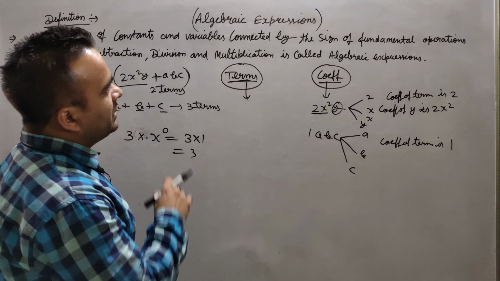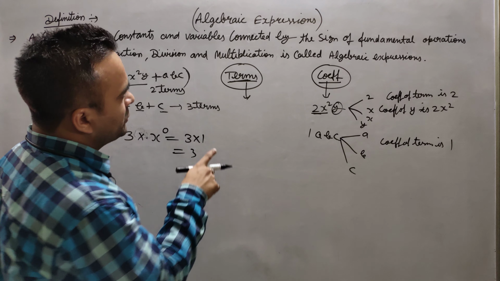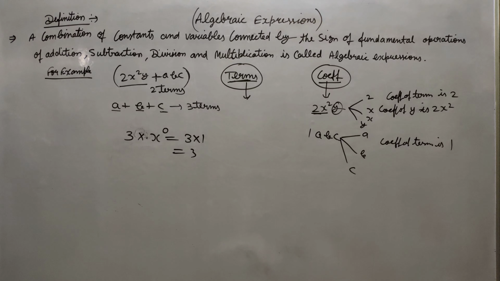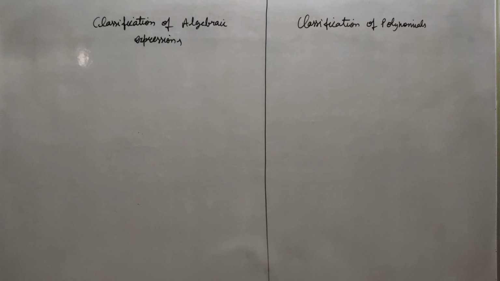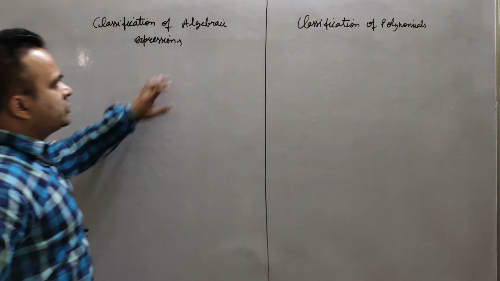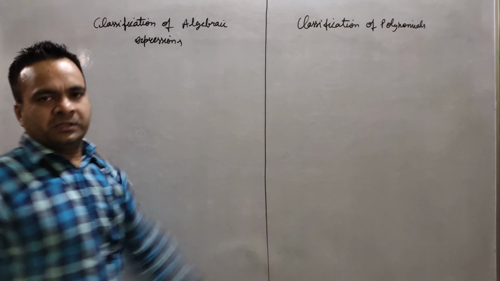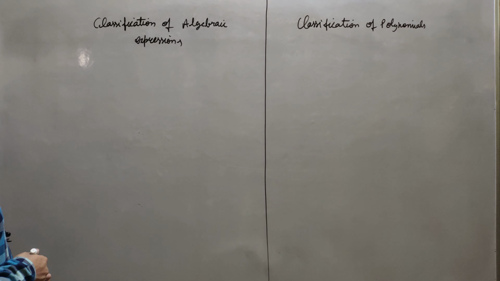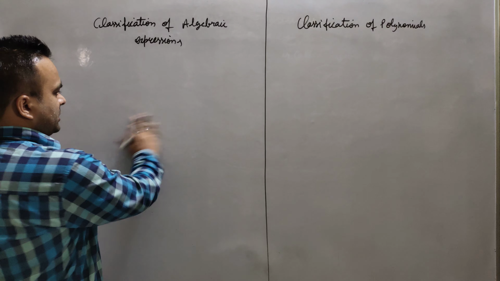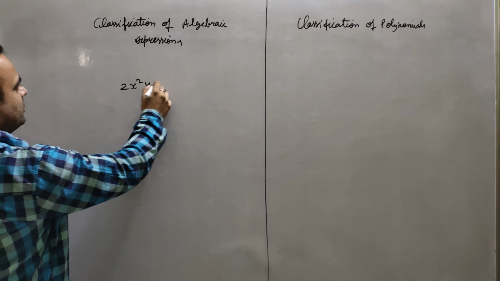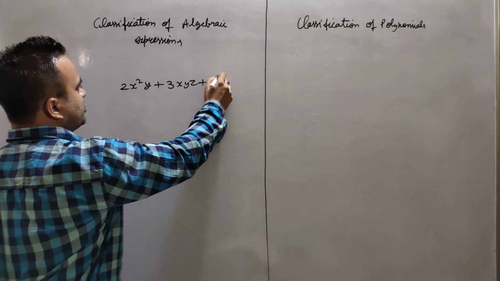Now after this we will understand what we mean by algebraic expressions and polynomials. What is the difference between both terms, algebraic expressions and polynomials? Now I have written here classification of algebraic expressions and classification of polynomials. First of all, students, we should understand the meaning of algebraic expression and polynomial. What is the relation and what is the difference between both? So I want to tell you one thing. Suppose I am taking one example because that is more appropriate to explain with. Suppose I have 2x square y plus 3xyz plus a square bc.